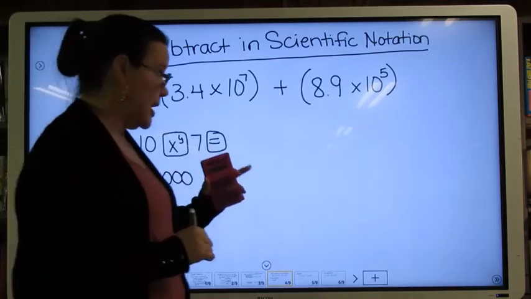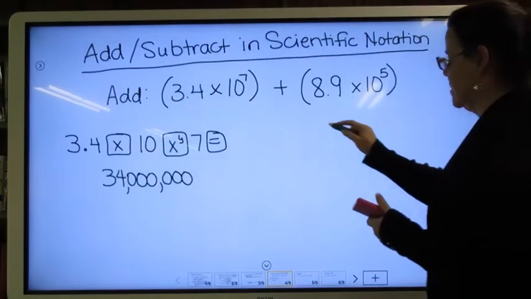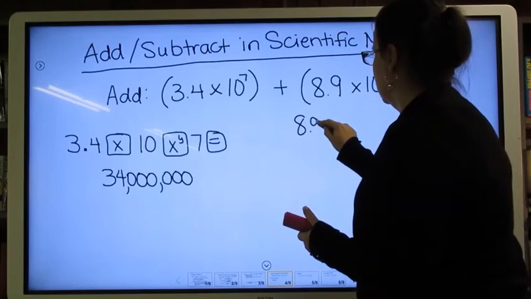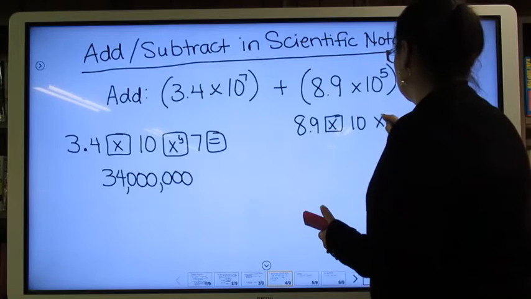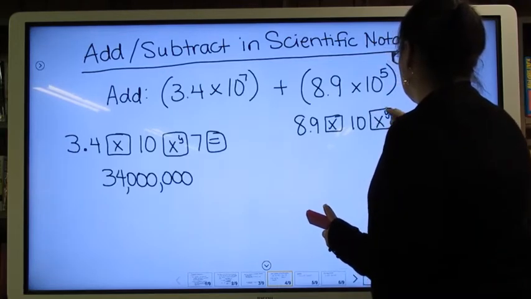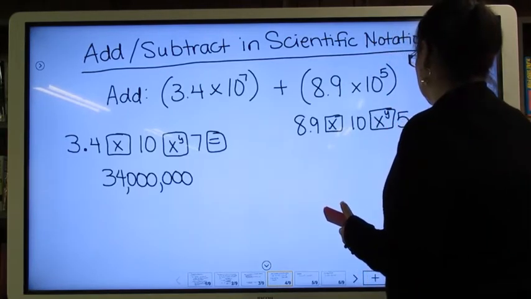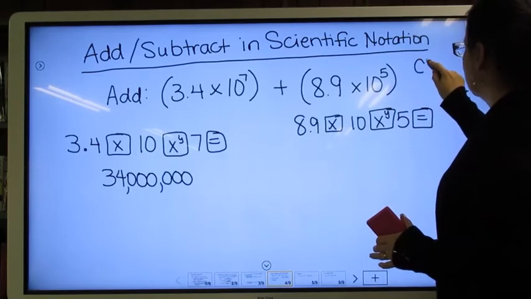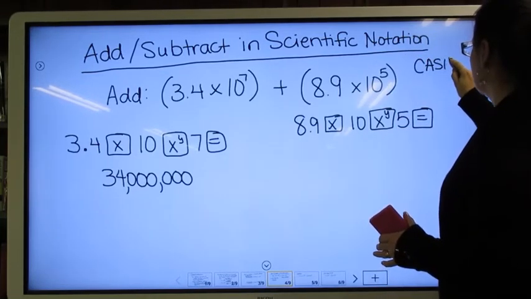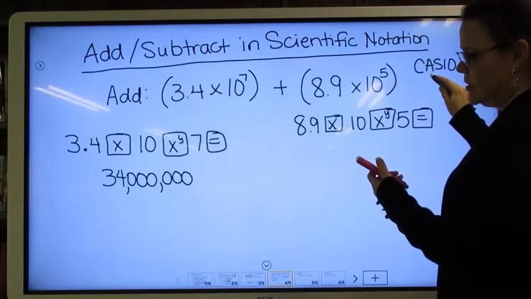And then for 8.9, you can do the same thing. You're going to do 8.9 times 10, x to the y button, 5 and then equals. And the calculator that we use in class is the Casio FX260.